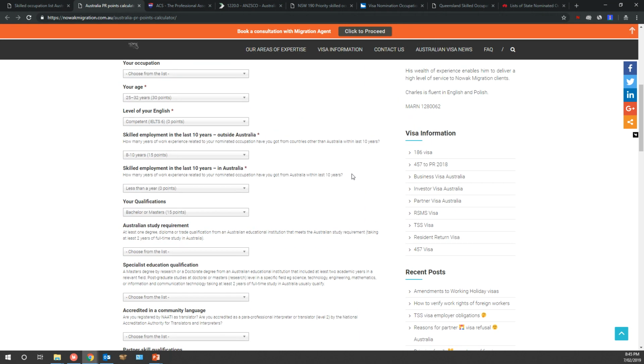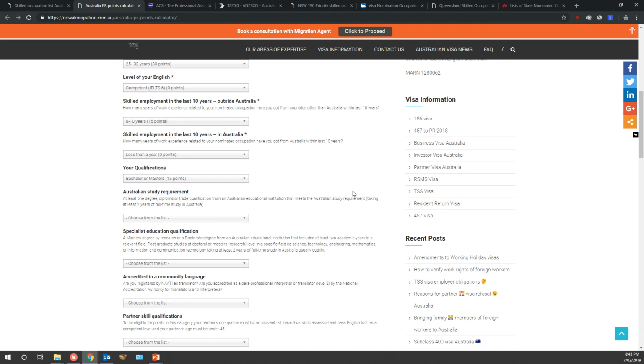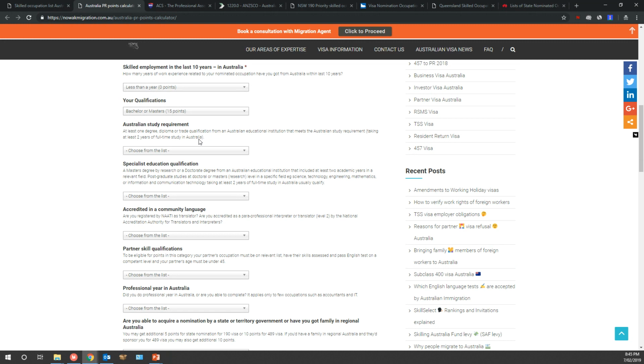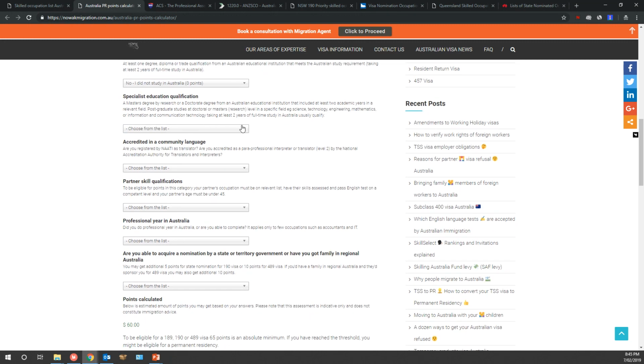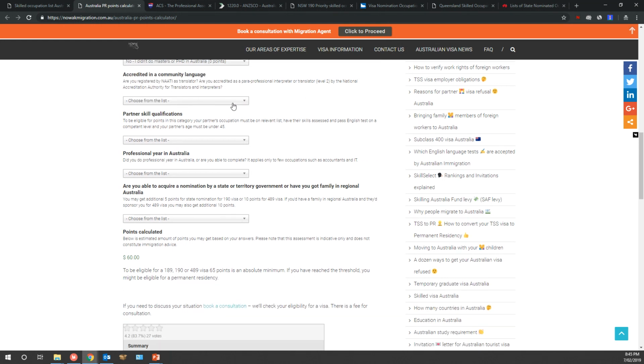Not enough for any skilled visa, 189, 190, 489. In theory, you need 65. Can you get some more? Study requirement? I don't think you have studied. 0 points. Specialist education, you would have to study in Australia to be eligible for this one. So no. Community language, you may get an extra 5 points if you pass the NAATI test.